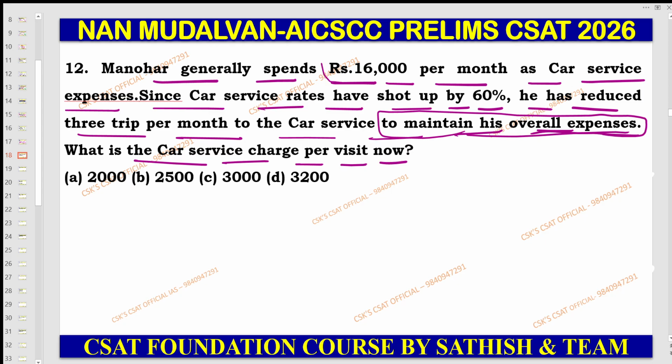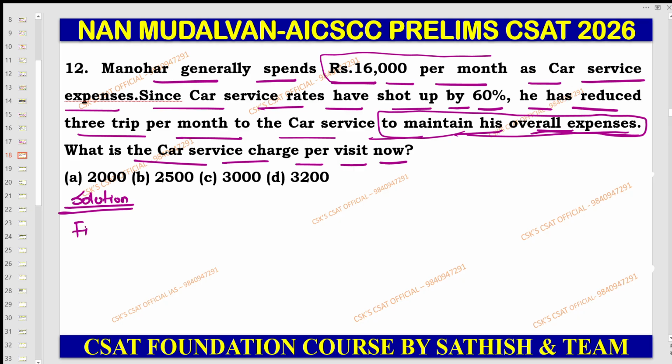Generally spend, this is the total expenditure per month. But here, the car service rate has shot up by 60%. You don't know the initial price. Next, he has reduced 3 trips per month. You don't know the actual number of trips he did before. But if he did n trips previously, then after the price increase he reduces 3 trips, so it means n minus 3. This is the logic you have to understand. If you know the logic, you can answer this question easily.